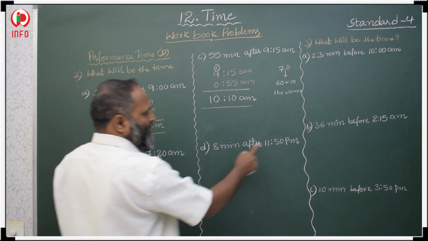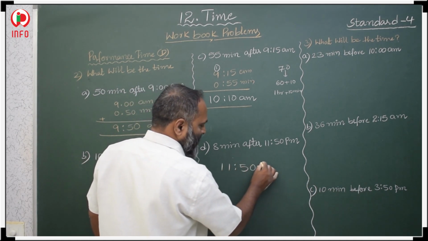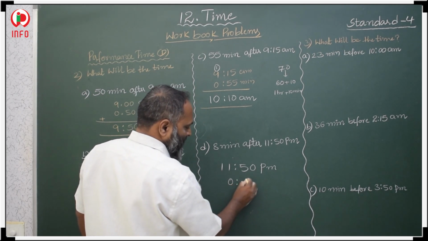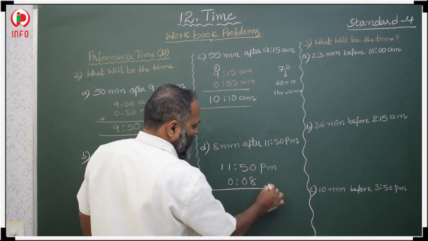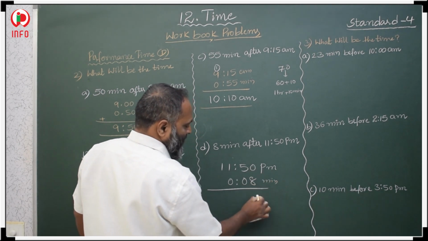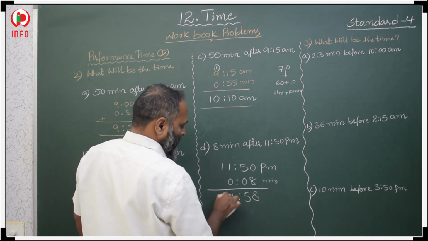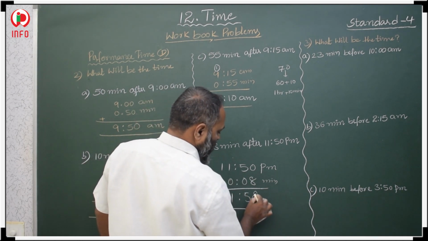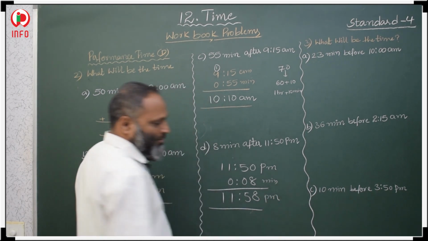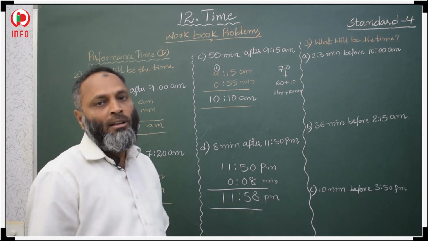Now 8 minutes after 11:50 PM. So 8 minutes after means we should add 08 minutes. 0 plus 8, 8. 5 plus 0, 5. 1 plus 0, 1, 1. So 11 hours 58 minutes, that is PM. 11:58 PM after 8 minutes. Okay? Understood? Okay, students.